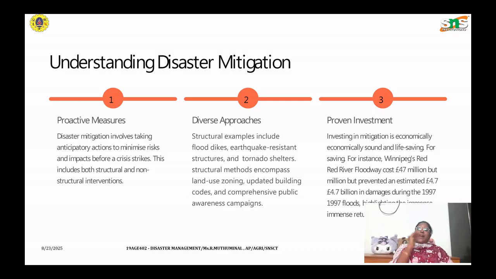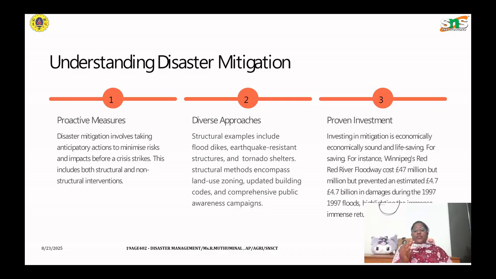So this could be achieved through several approaches, that is diverse approaches. Some of the examples include flood dikes, earthquake resistant structures, tornado shelters, and structural methods that will help us to encompass land use zoning, updated building codes and comprehensive public awareness campaigns.